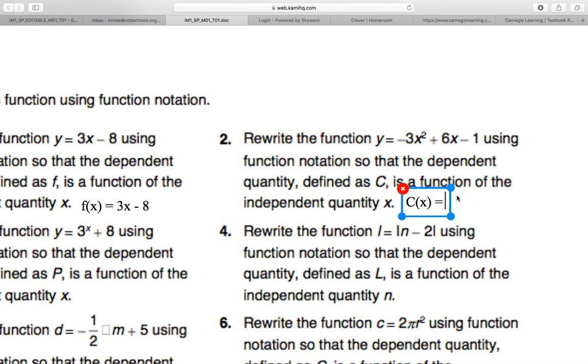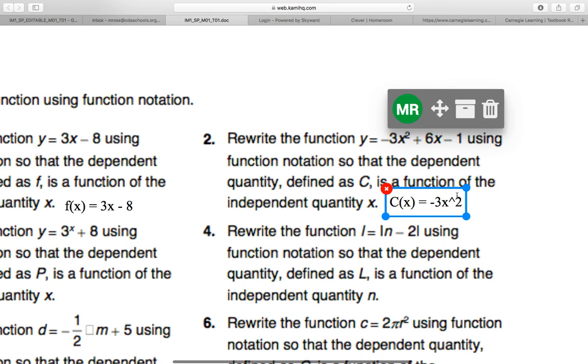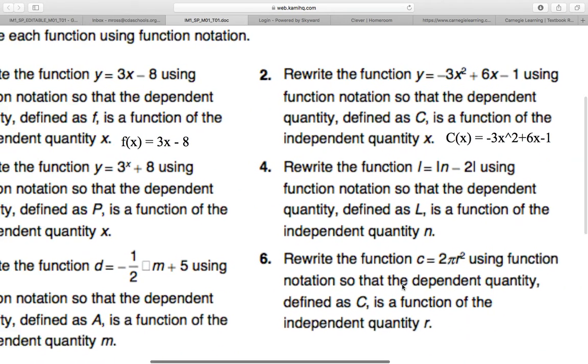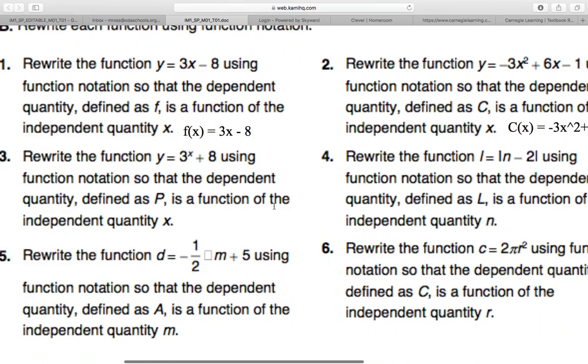And then all you do is rewrite that equation, y'all. Negative 3x with an exponent of 2 plus 6x minus 1. And you're done. Finish 3, 4, and 5, 6. And let me know if you have any questions.